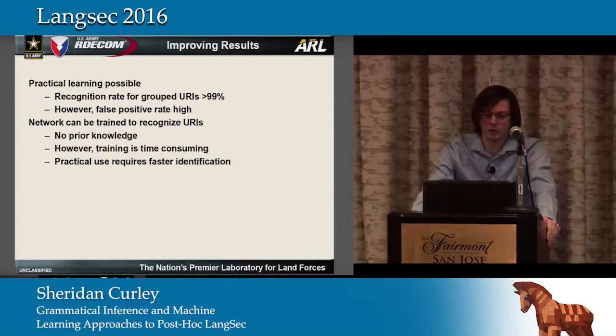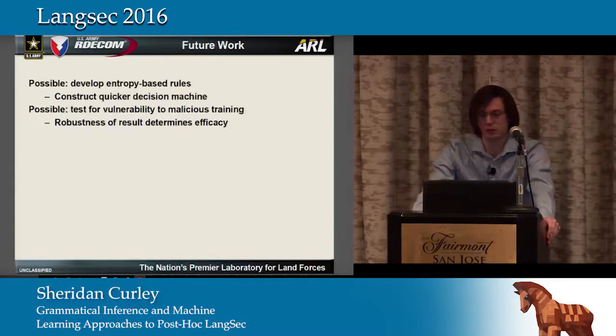So indeed, we can train a network to recognize URIs. We need no prior knowledge. The downsides are that false positive rate is high. Training is very time consuming. And if we want good practical use, we'll probably need faster identification.